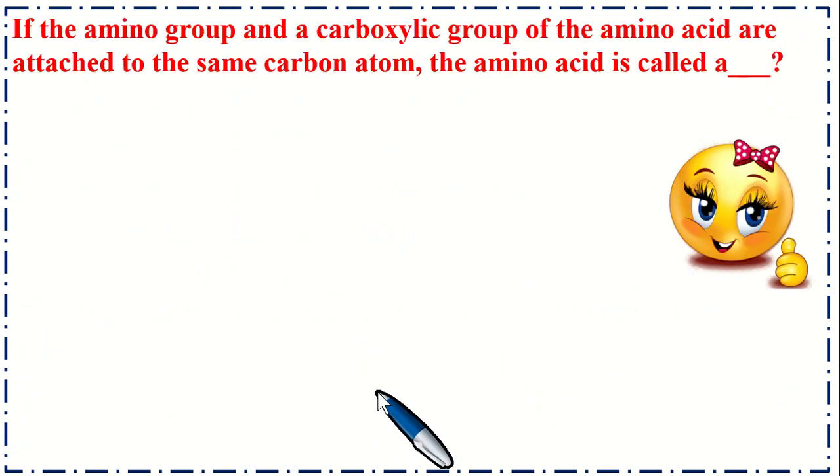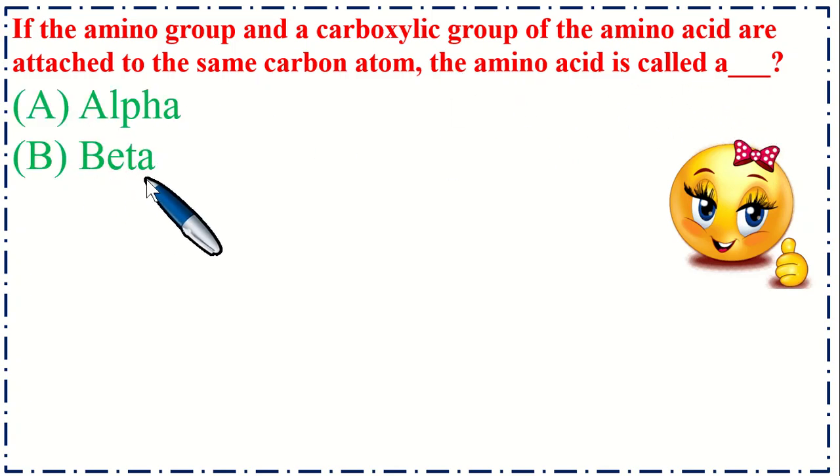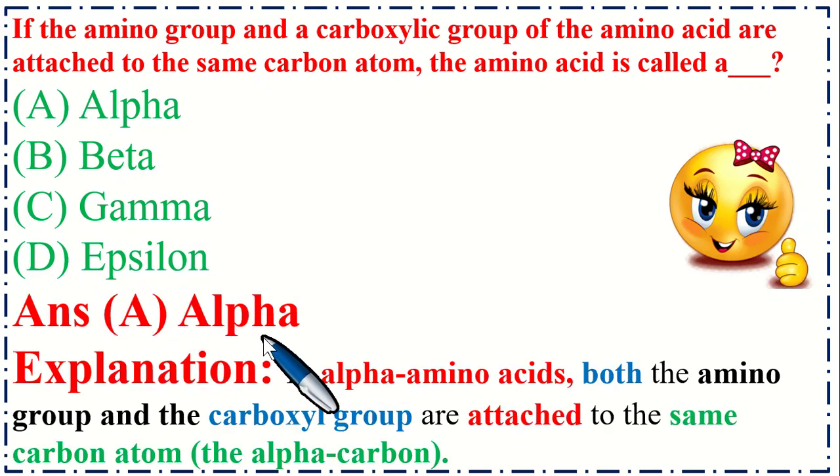Dear students, if the amino group and a carboxylic group of an amino acid are attached to the same carbon atom, the amino acid is called a dash. Option A, alpha, B, beta, C, gamma, and option D, epsilon. So the correct option is A, alpha. In an alpha amino acid, both the amino group and the carboxyl group are attached to the same carbon atom, the alpha carbon. So that is called an alpha amino acid.